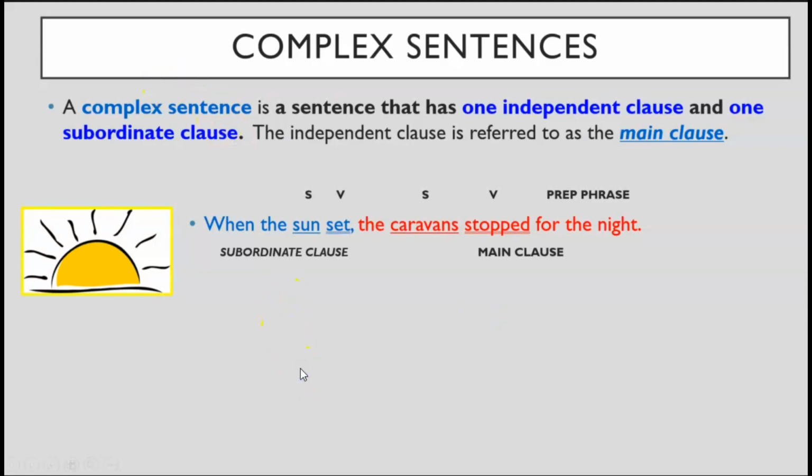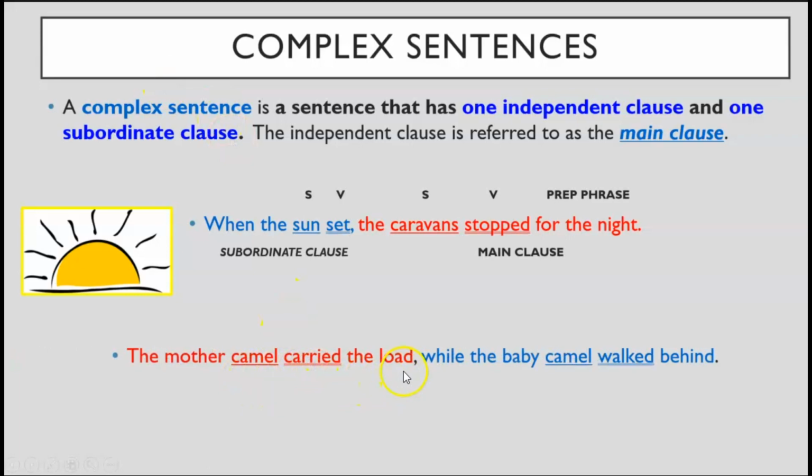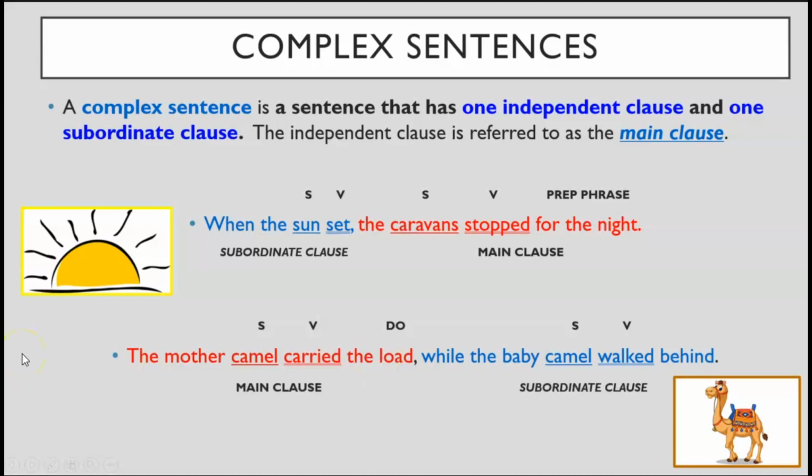Okay, one last example. The mother camel carried the load while the baby camel walked behind. So in this sentence, camel is the subject, carried is the verb, load is the direct object, and the red part can stand alone. It is our main clause. The blue cannot: while the baby camel walked behind. Again, the while would create a question without the red part of the sentence, right? So this blue part is a subordinate clause, with camel being the subject and walked being the verb. Behind here would be an adverb. That's where the baby camel walked. And this whole thing is a subordinate clause.